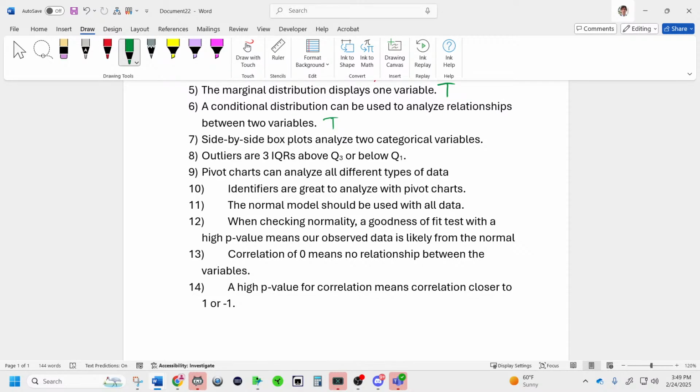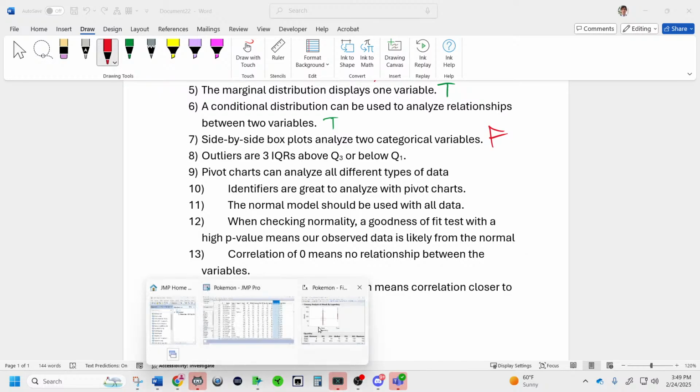IQR stands for the interquartile range. Are outliers 3 IQRs above Q3 or below Q1? Is that how they work? True or false? Don't worry about being right or wrong, it's just practice here.